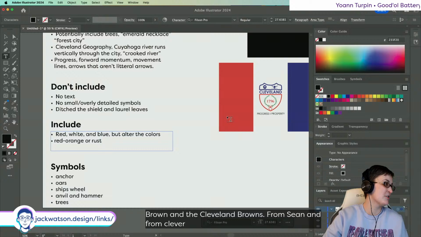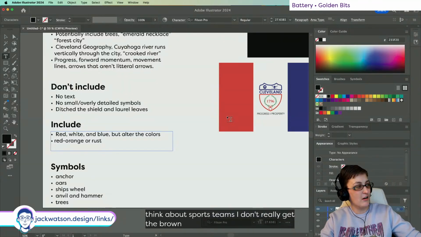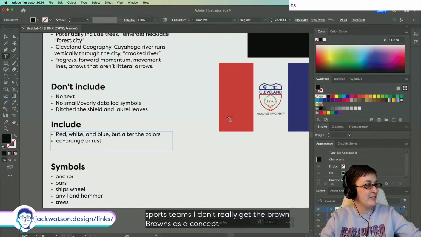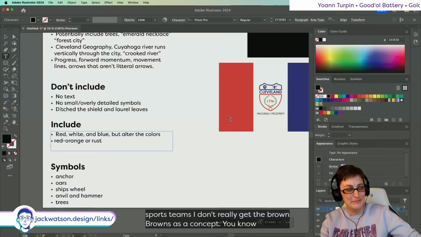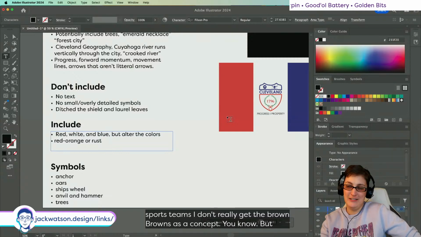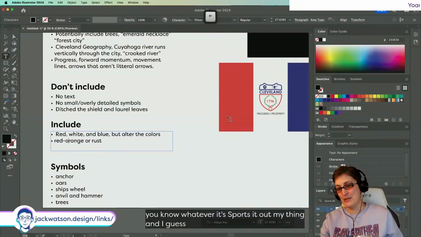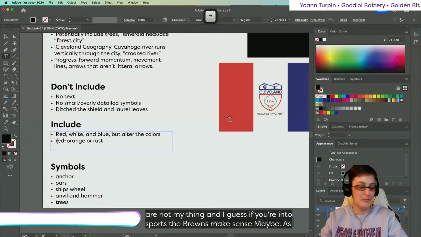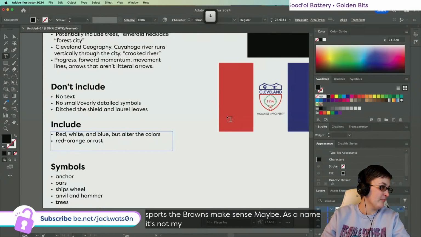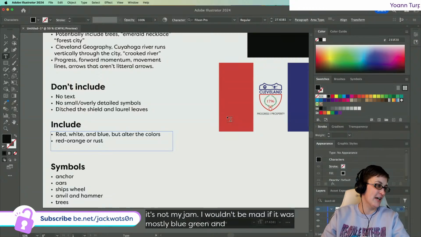I don't really think about sports teams. I don't really get the Browns as a concept. But yeah, whatever. Sports are not my thing, and I guess if you're into sports, the Browns make sense, maybe, as a name. It's not my jam. I wouldn't be mad if it was mostly blue, green, and rust. Well, we're getting to that.